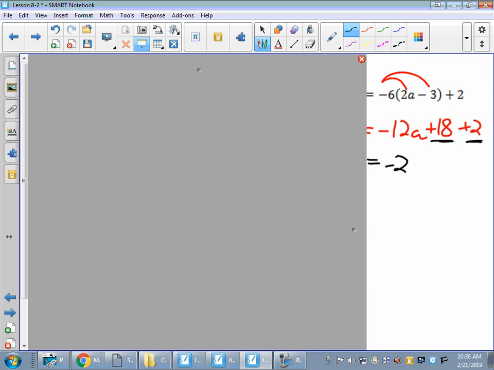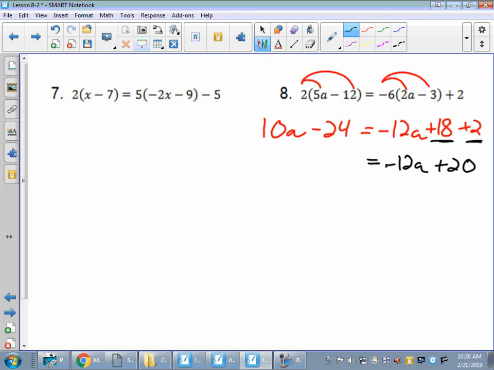So I have negative 12a plus 20 on the right side, and the left side is going to stay the same, 10a minus 24. So now, again, I want to get variables on the left, numbers on the other, or vice versa, whatever works easiest for you. If you're good at solving equations, you could probably do it the other way. But I'm going to add 12a to both sides. That's going to cancel it over here on the right, and on the left side, I'm going to have 22a.